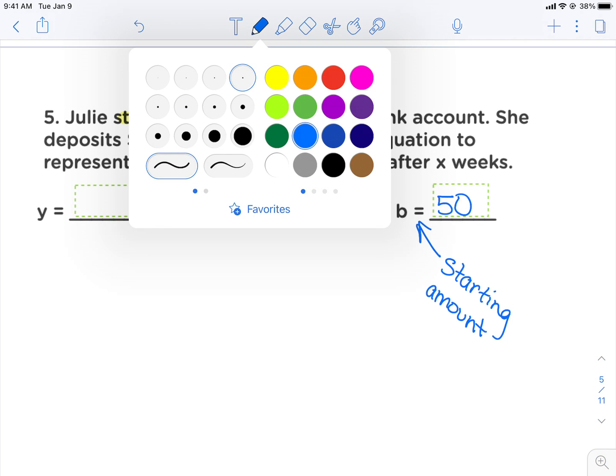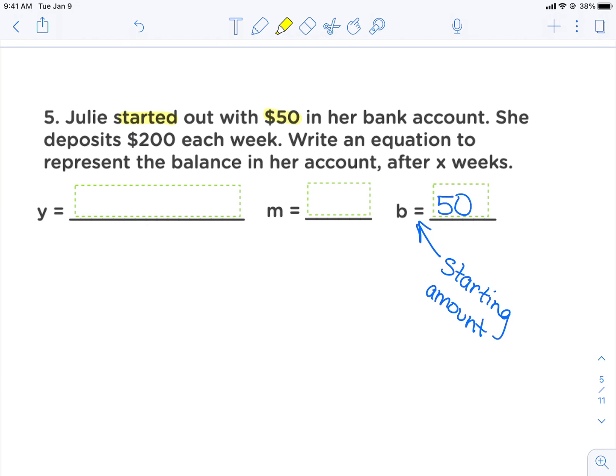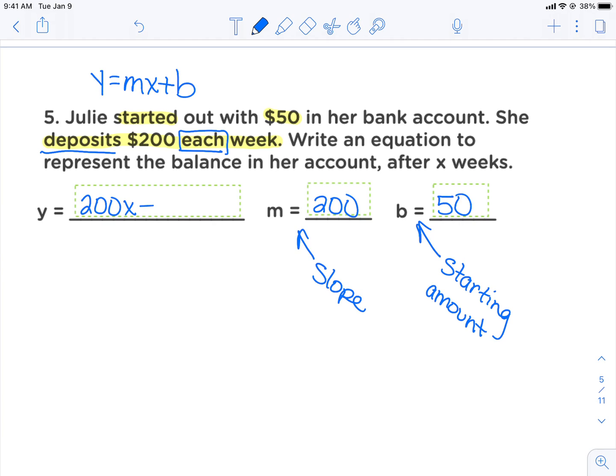Now, how much is she depositing each week? Well, she deposits $20 each week. Remember, each is a key word for our slope, per, rate of change. Because we're depositing, that means we're adding money to our funds, which means it's positive. Then I just plug it into slope-intercept form, y equals mx plus b. My m is 20, so y equals 20x plus 50, my starting amount. And that's it for that one.